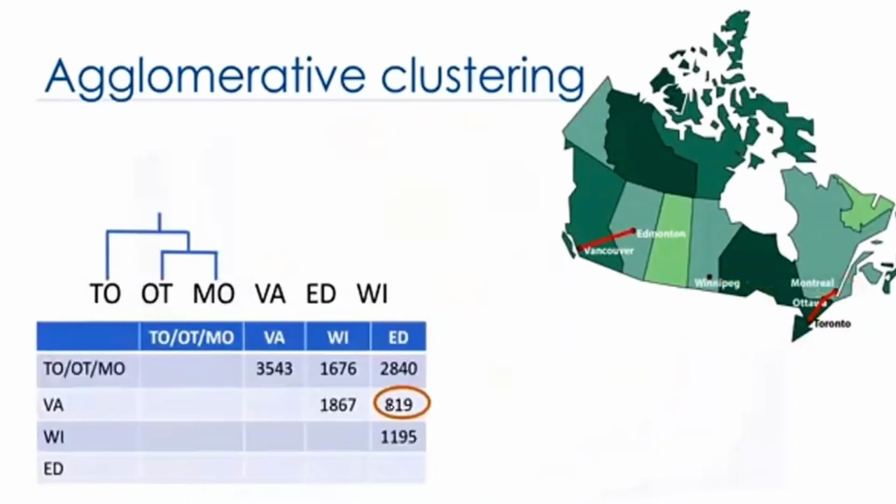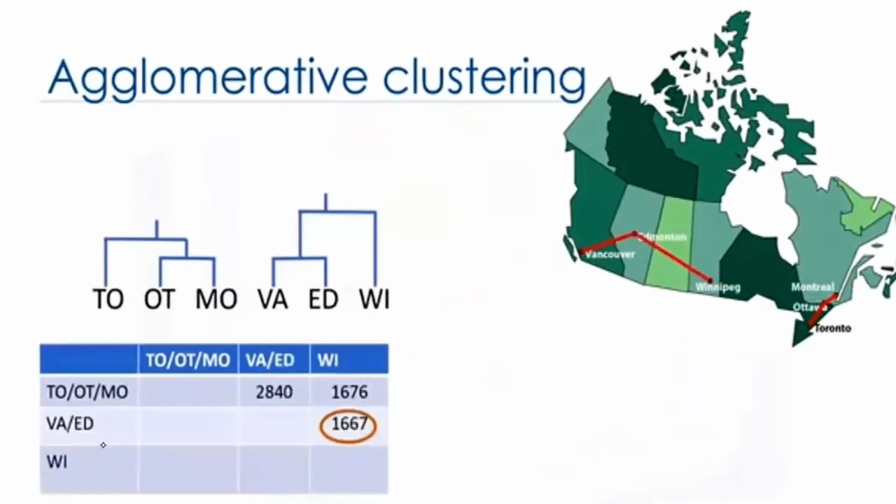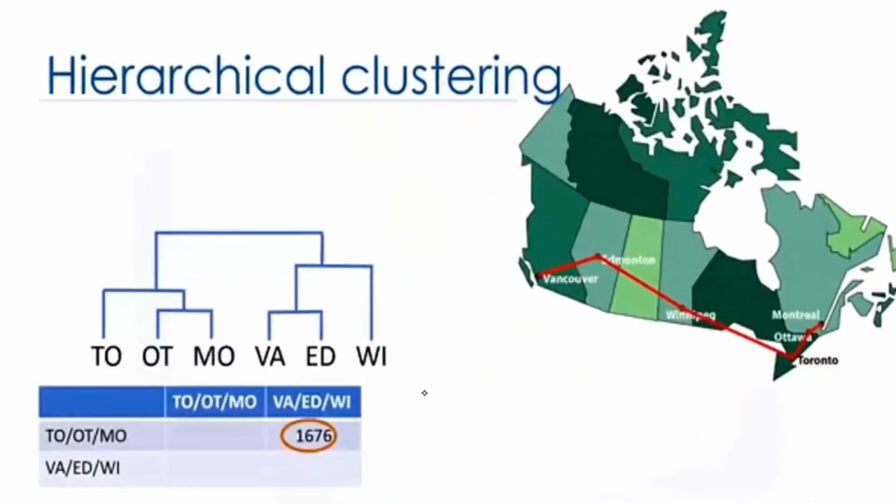Okay. Now, which one is very low? This one is very low. That is, VA is very close to ED. So these two you have to combine. Now, again, you have to calculate the distance matrix. Now, this WI is very close to this cluster. You are going to combine. And finally, you are going to get the result. So like this, you are going to cluster them. Is that clear?